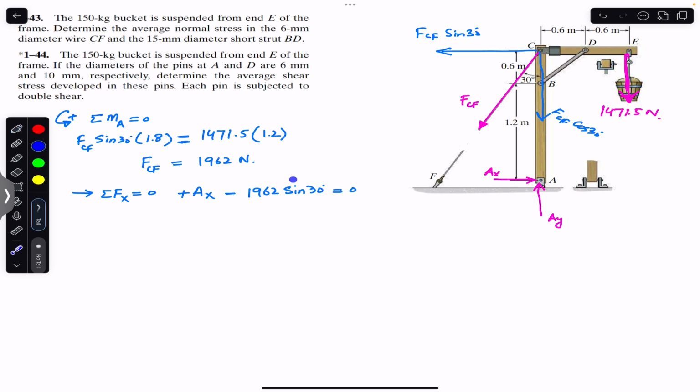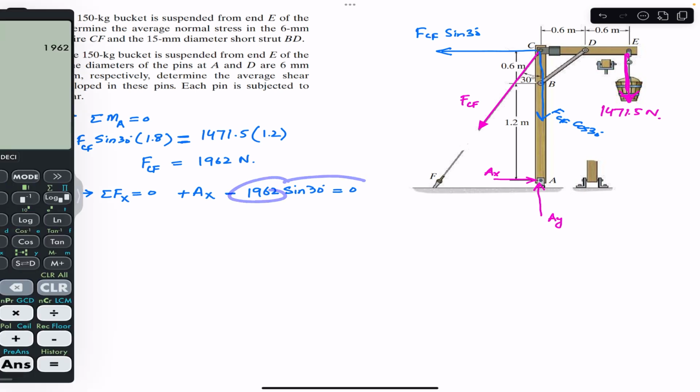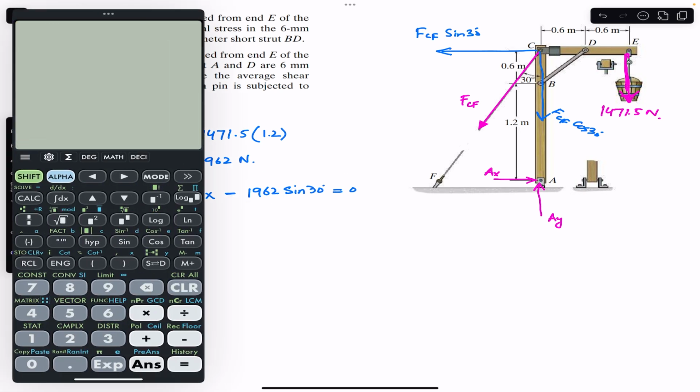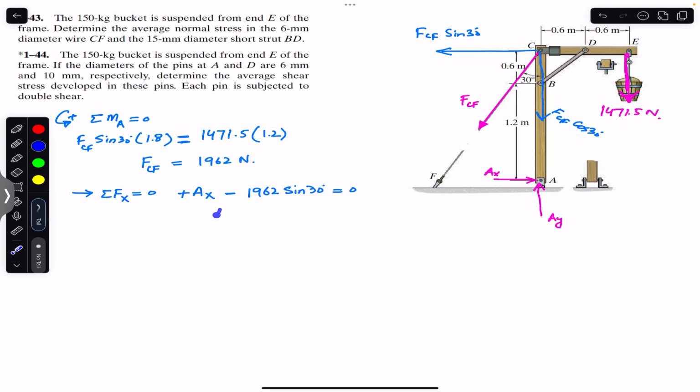So this means that ax is equal to the sine component of FCF. If we bring this to the other side of the equation, it will become positive. So we can say that ax is equal to 1962 sine of 30, which is equal to 981 Newton. Similarly, if we apply the sum of the forces in the y, that must be equal to 0.